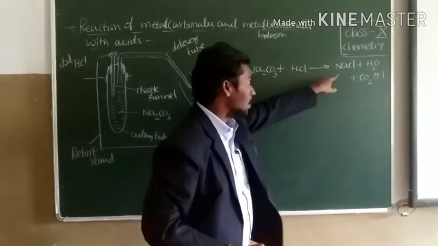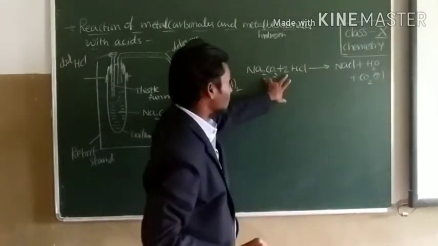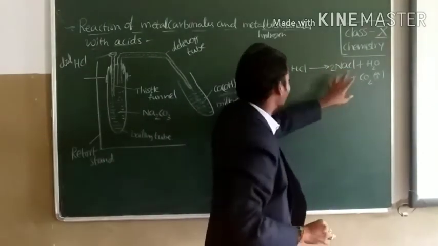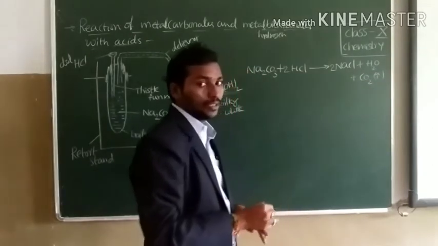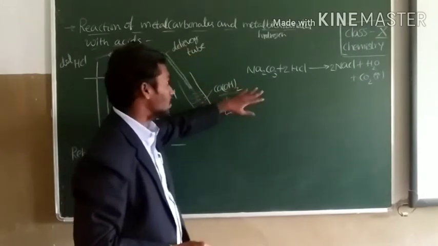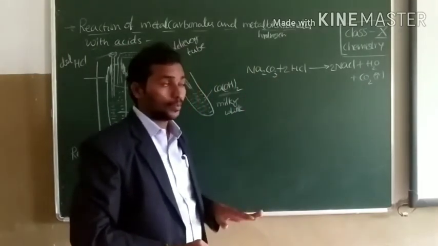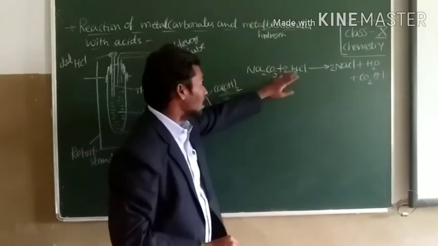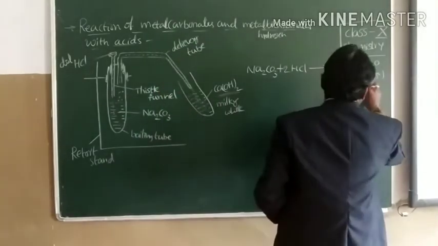Na2CO3 plus, for balancing the equation we should write 2HCl. Na2CO3 plus 2HCl gives 2NaCl plus H2O plus CO2. This is the balanced equation. Here sodium carbonate is an example of a metal carbonate. Instead of sodium carbonate we can take any one of them, either potassium carbonate or cesium carbonate, but we generally consider sodium carbonate. When sodium carbonate reacts with hydrochloric acid, it evolves carbon dioxide gas.